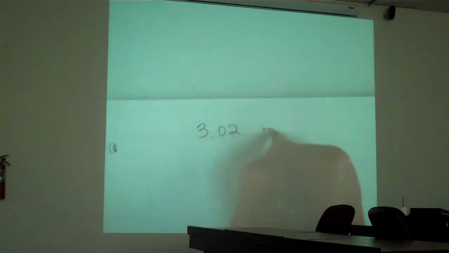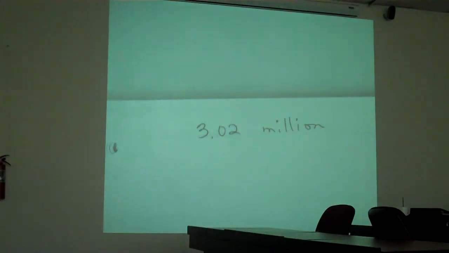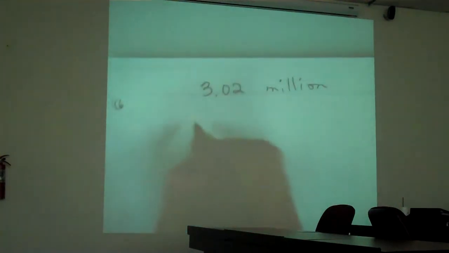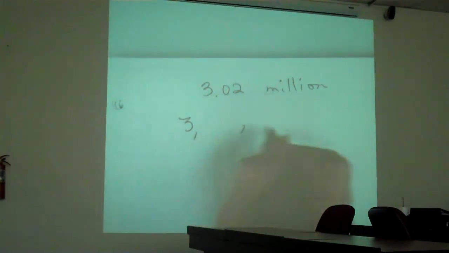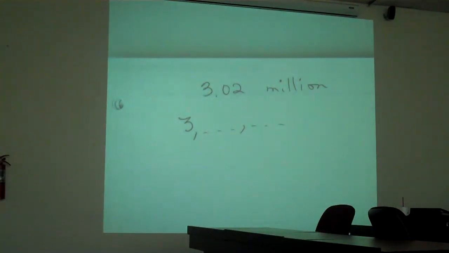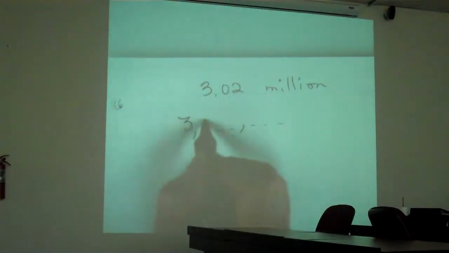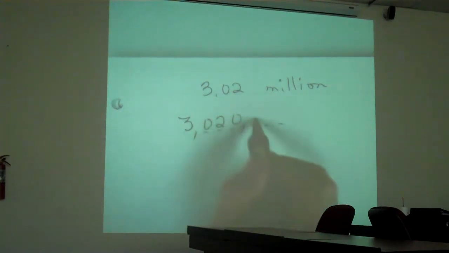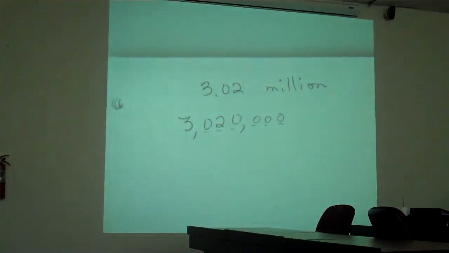You know how to write in millions and trillions? If it says 3.02 million, how do you write that number? That'd be like 3 million something, right? If you were writing 3 million, there'd be 3 numbers there, 3 numbers there, right? So you put 302 as your first 3 numbers, and the rest are zeros. That's part of your skills maintenance, just in case you forgot.